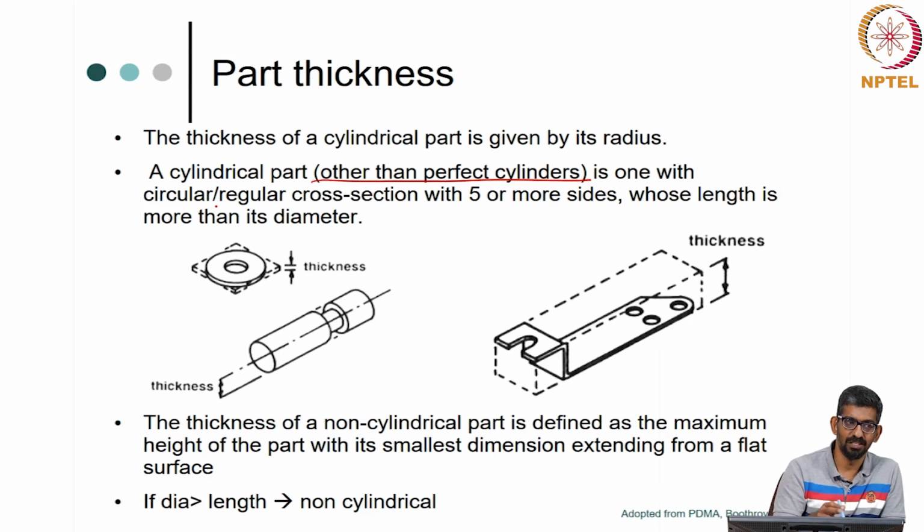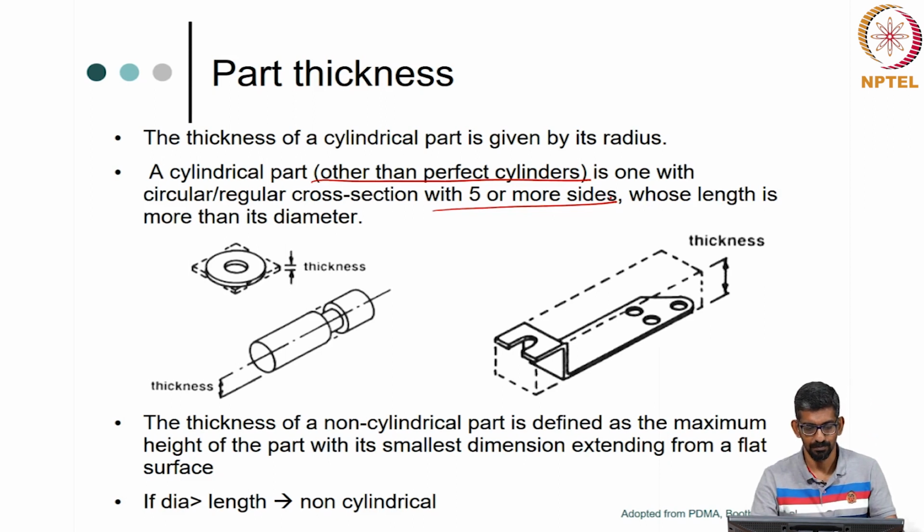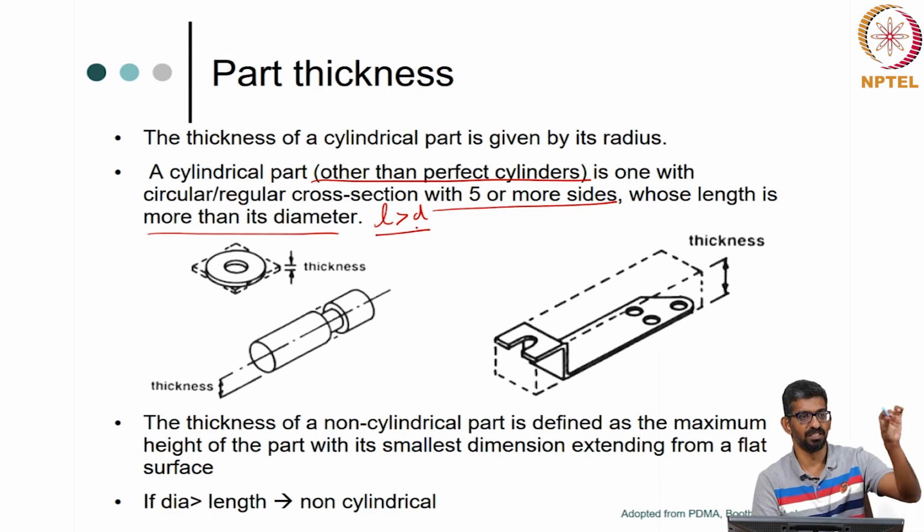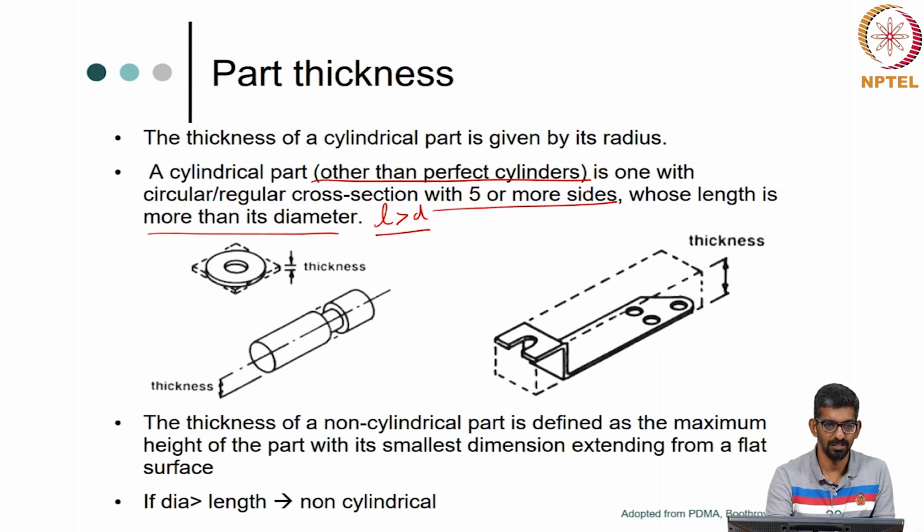So, how I see whether it qualifies is I look at the number of sides. So, if it is a square cross section, it has 1, 2, 3, 4, 5, 6. So, minimum 5 sides, with 5 or more sides, that is what it says. Whose length is more than its diameter. Okay. That is how you define a cylindrical part. So, if it has 5 or more sides and its length is more than its diameter, then I would still call it cylindrical. It is not a cylinder, but I would still call it cylindrical provided it satisfies these two conditions.